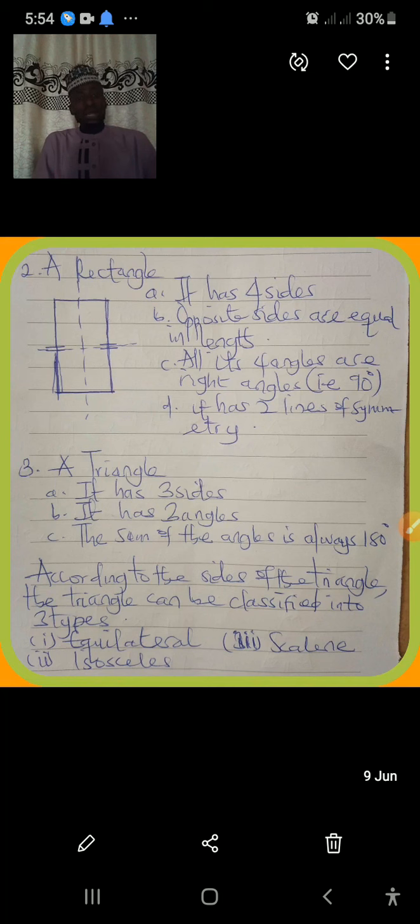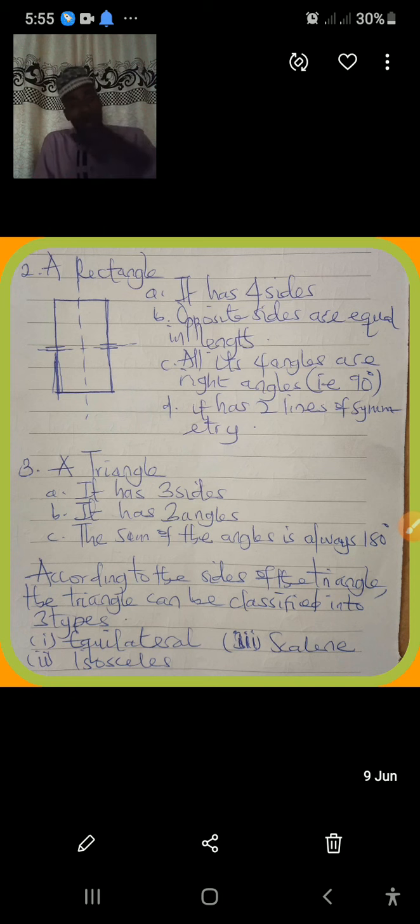Rectangle too, it has 4 sides too. Opposite sides are equal in length. If you see opposite sides, they are equal in length. If this place is 10, this place will be 10, this place is 4, this place will be 4. So all its 4 angles are right angles. You see that the 4 angles are just like the square. They are right angles, right angle, right angle, right angle.